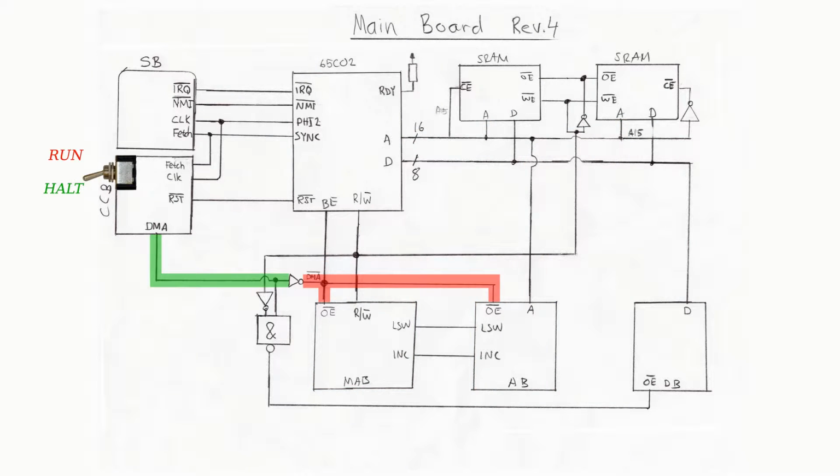And when the DMA signal is high, the bus enable signal on the CPU is low, which causes the CPU to back off from driving its bus signals.